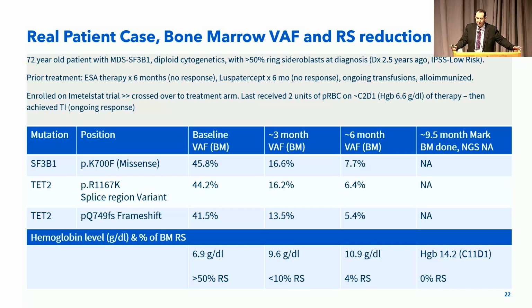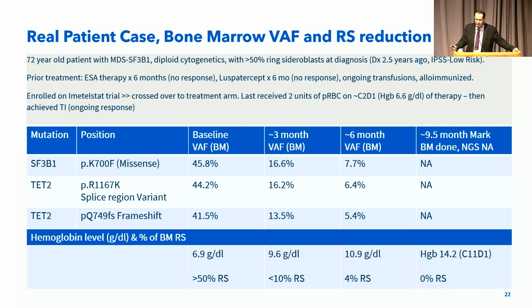At the 3-month mark, we noticed VAF reductions in all 3 mutations equally, which makes the results a little bit more valid, I think, down to the teens: 16%, 16%, and 13.5% for the other TET2 mutation. Importantly, she was transfusion independent at that time. The hemoglobin was up to 9.6 and there were less than 10% ring sideroblasts by morphology.